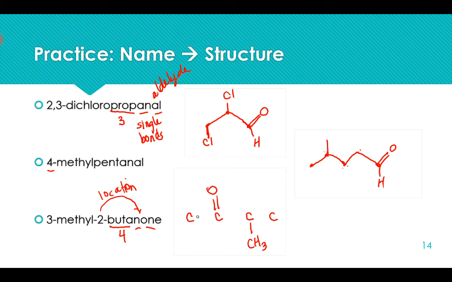Now that I have my skeletal outline, I can fill in the missing hydrogens. This carbon needed 3 hydrogens. This carbon needs 0 hydrogens. This carbon needs only 1. And this carbon needs 3 more in order to have 4 total bonds.